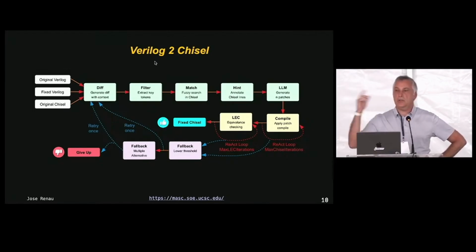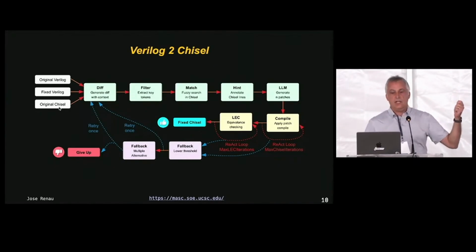So how do you do a reverse pass? You can build a compiler-like infrastructure, putting the LLMs in the middle to solve this, and at the end there are no hallucinations because you formally prove that the result is correct. So what do you have? You have the original Verilog, a fixed Verilog, so you have a change, and the original Chisel. You want to have a patch on that Chisel.